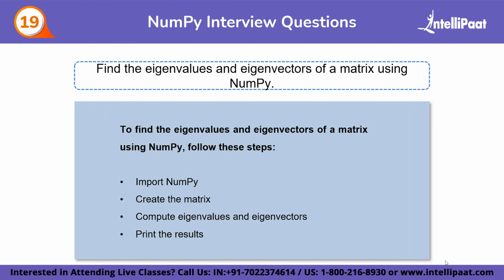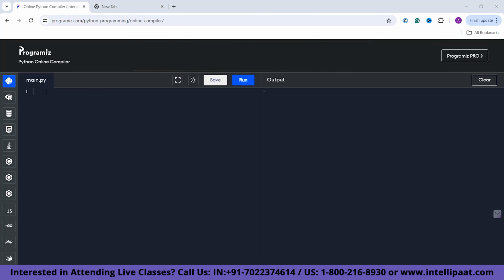So yeah, let's see our next question, which is find the eigenvalues and eigenvectors of a matrix using NumPy. To find the eigenvalues and eigenvectors of a matrix using NumPy, you need to follow these steps. First, you need to import NumPy. Then we will create the matrix. Then we will compute the eigenvalues, and then we will compute the eigenvectors, and at the end we will print the results. So how will we write the code for this?